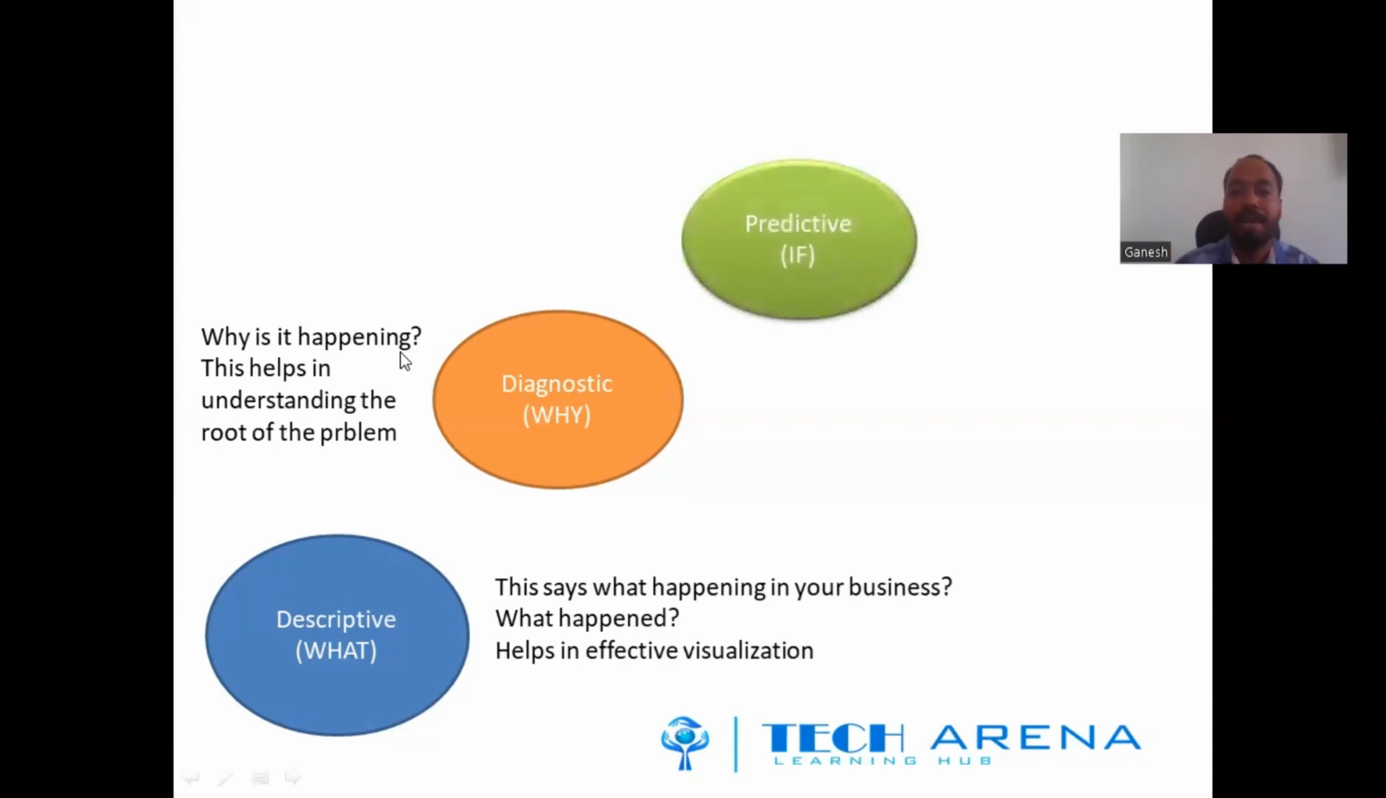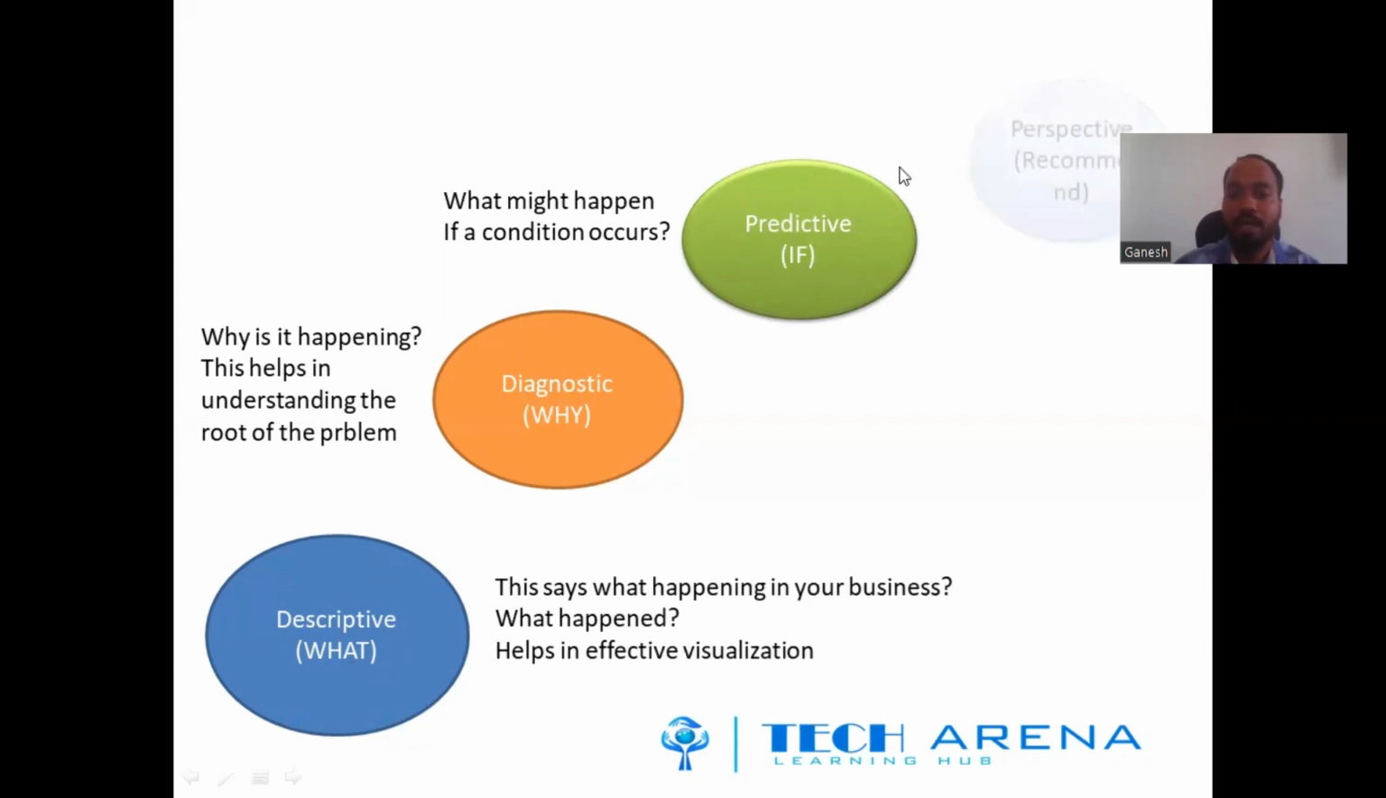And the third one is predictive. Predictive means future, basically. What might happen if a condition occurs? It deals with the future. So what will happen if certain conditions occur? With the help of past data, or descriptive analysis, we can predict the future. This is all about the future, and it's all about prediction.